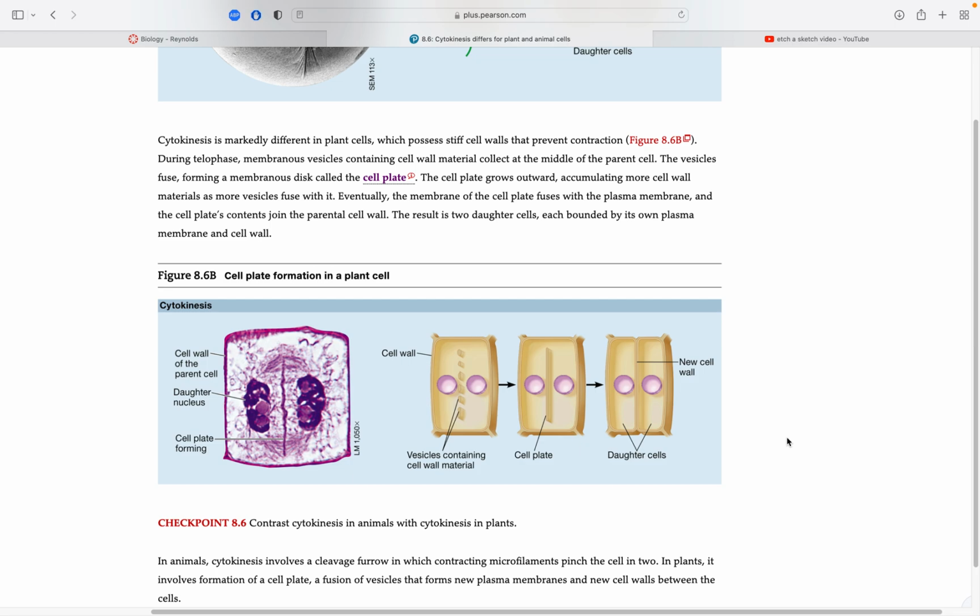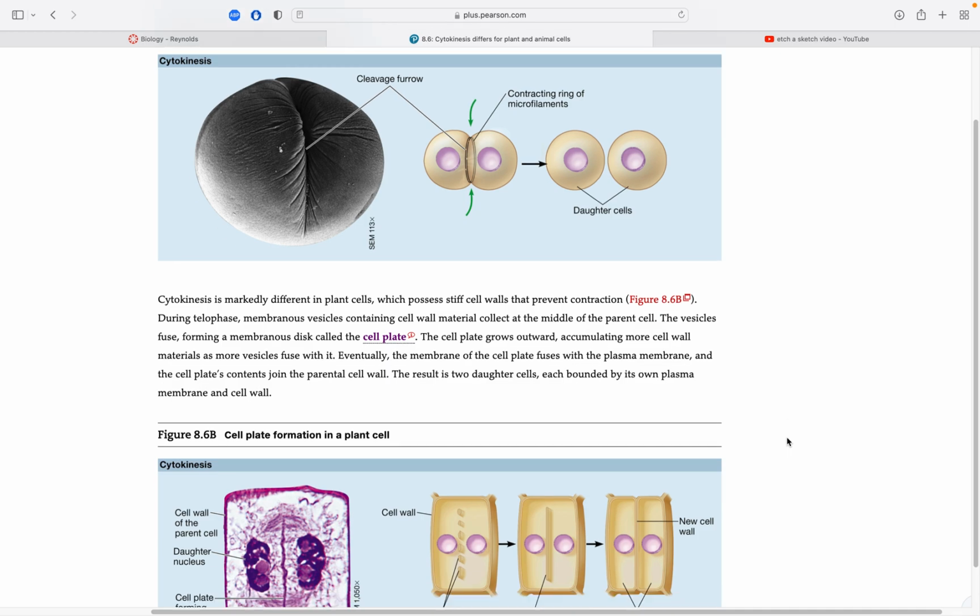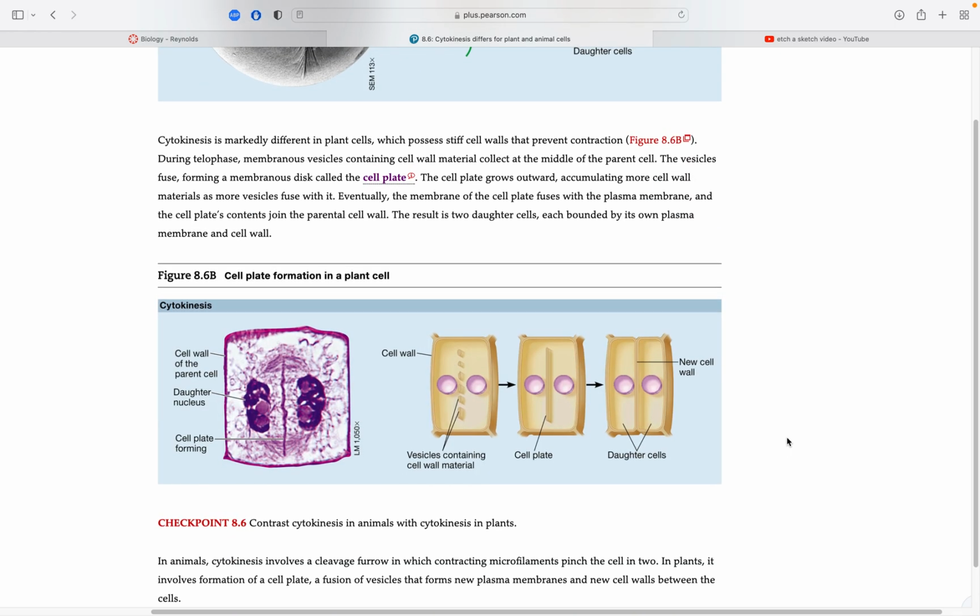So the answer for question 2: animal cells will cleave or indent to the point where they get separated into 2. But plants are going to form a new cell wall starting in the middle of the cell toward the outside. It's called a cell plate. It's labeled right there.